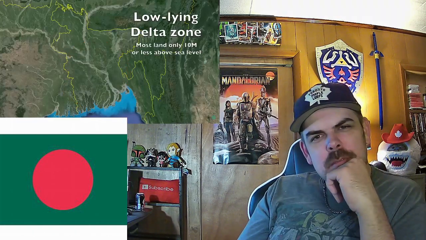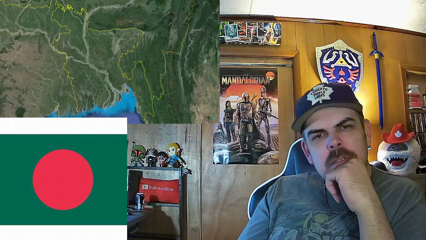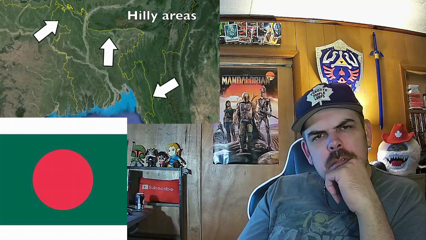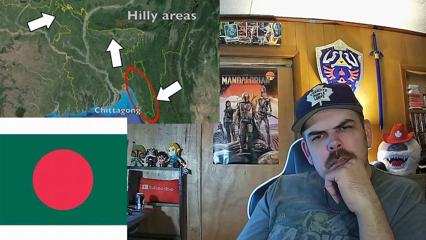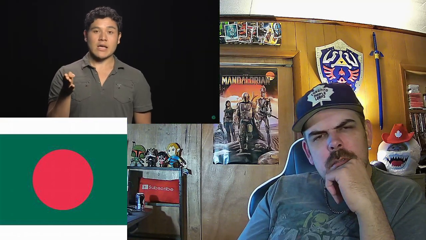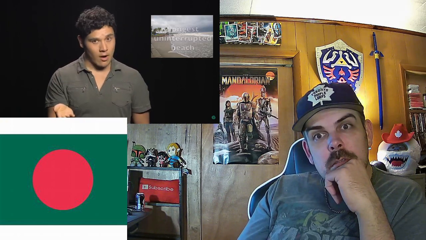Bangladesh is generally split up into two different separate regions. The low-lying flat delta, where most of the land is only at 10 meters or less above sea level, and the small hilly plains mostly in the north, northeast, and southeast by Chittagong. Speaking of Chittagong, Bangladesh has the world's longest uninterrupted beach in the world, Cox's Bazar. This place goes on and on for 75-ish miles.